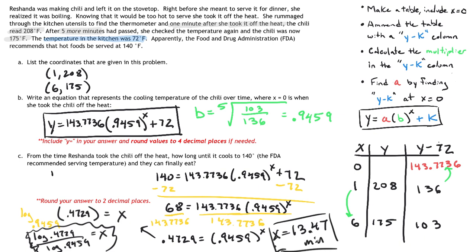So there's a lot going on in this problem. Finding these points is obviously step one, but that 5 more minutes is a key part of setting up your table. Subtract your asymptote, find your multiplier, use that to find the zero term in that amended column, and create your equation. You can set it equal to the value you need, and then you just subtract, divide, and take the logarithm in order to find that value.